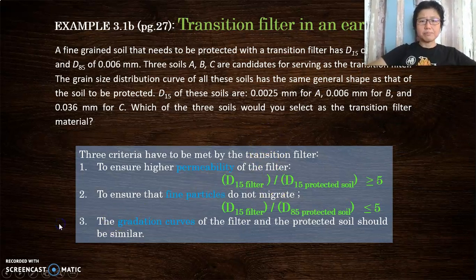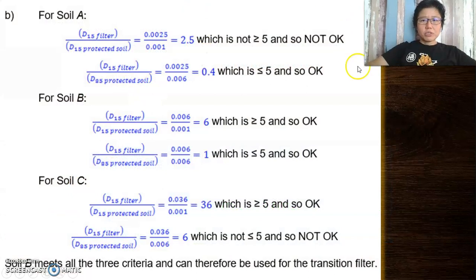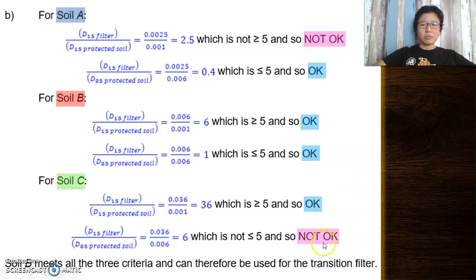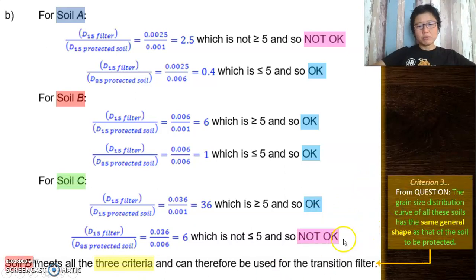So for soil A, as you can see, if you pop it in and check D15 over D15 of protected soil, you see that it's greater than 5, so it's not okay. For the second criteria, migration of fines, then it's okay. For soil B, the first criteria is okay, the second criteria is also okay, it passes both. For soil C, it passes one and it doesn't pass the other one. Hence, you can say that yes, soil B fulfills all 3 criteria and can be used as a transition filter.